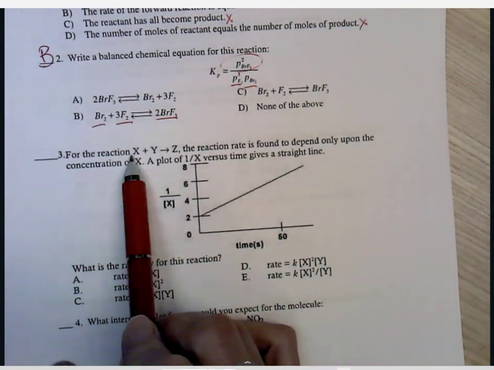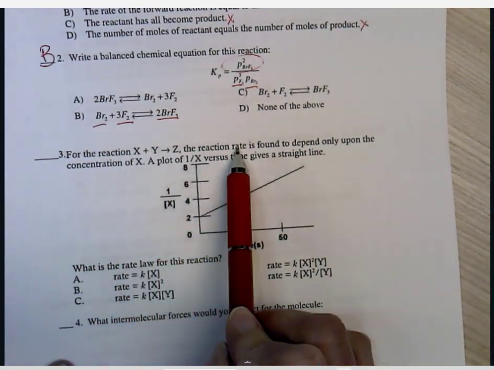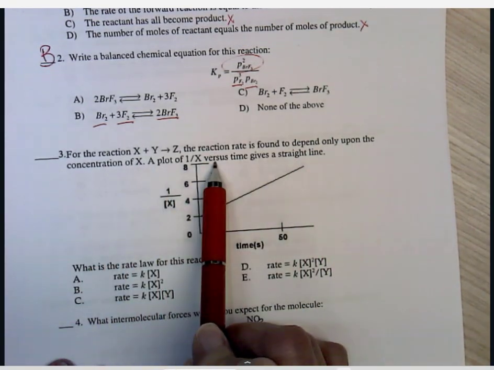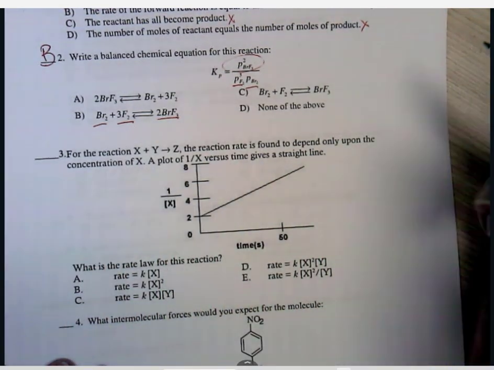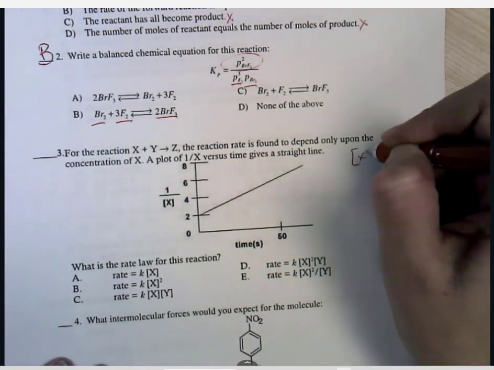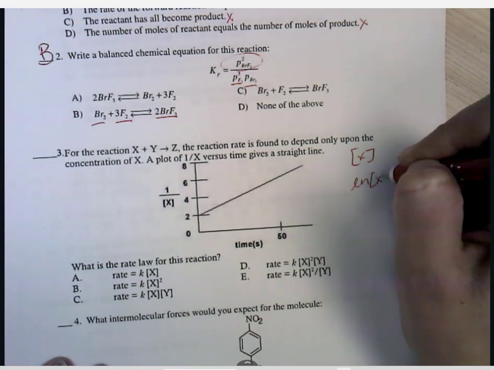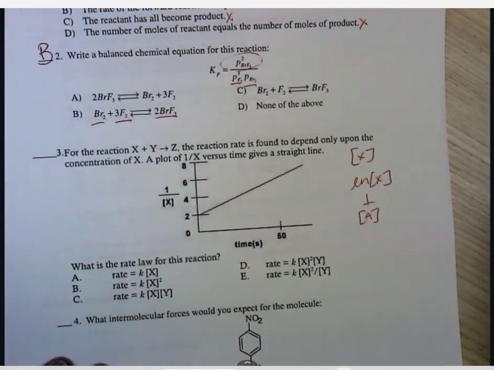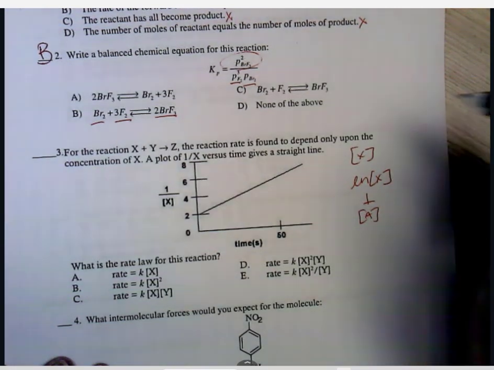All right, for the reaction X plus Y is Z, the reaction rate is found to depend only upon the concentration of X. Plot of one. Okay, so remember there were three different graphs we could make. Versus time, we could just do concentration, we could do natural log of concentration, and we could do 1 over the concentration. And each of those corresponded to a different order of reaction.